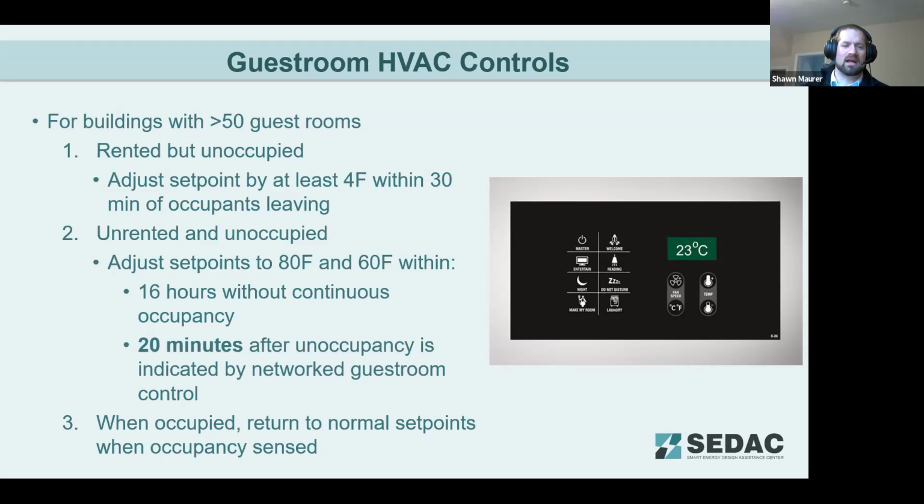They can be sensed by a network controller, could be by an occupancy sensor within the space, detecting within 16 hours of continuous unoccupancy, which will trigger those setbacks. And then when they are occupied, they need to return to those normal set points when that occupancy is sensed for the space. Could be the key card at the door, registration at the desk triggers a network controller, or an occupancy sensor in the space. There are different ways to manage that for guest rooms.